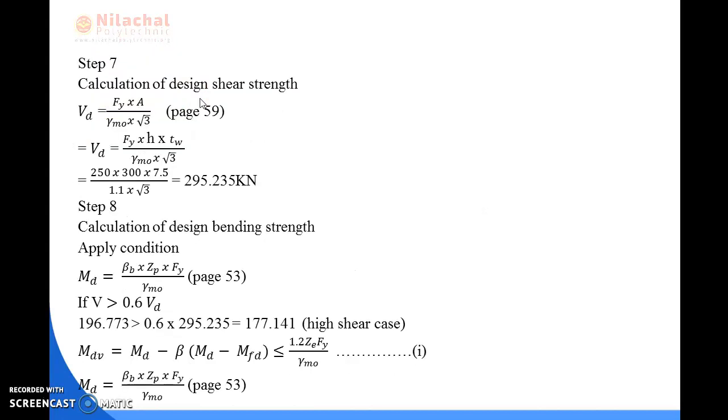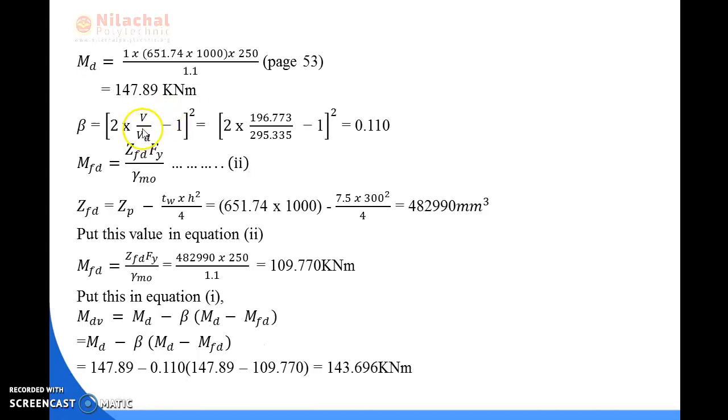Now, we have to find out the beta value. Beta is equal to 2 into V by VD minus 1, whole square. So, 2 into V value 196.773 by VD value 295.335, minus 1, whole square, which is equal to 0.110. And now comes the MFD value.